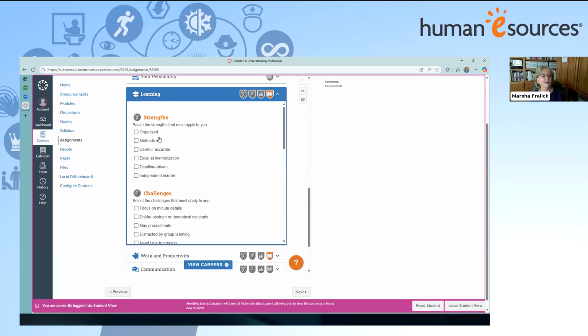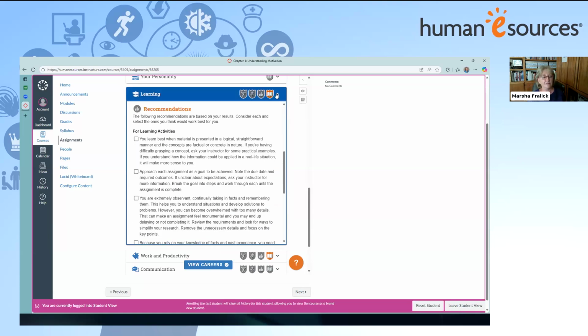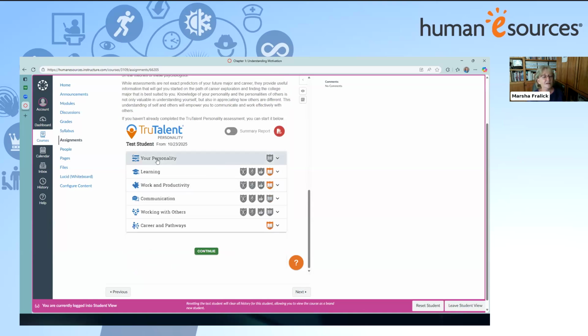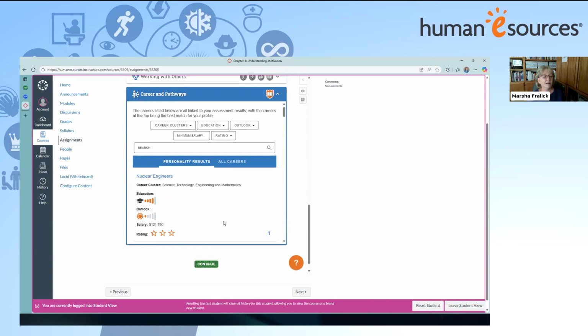And then it talks about how your personality type affects learning. So for example, I'm organized, methodical, careful, accurate. I'm good at memorizing, deadline driven. I'm independent. Here's some challenges that I might have, some recommendations. So it talks about how it affects learning, work, and productivity, how I communicate with others, how I work with others. Here's my favorite part here, career and pathways.